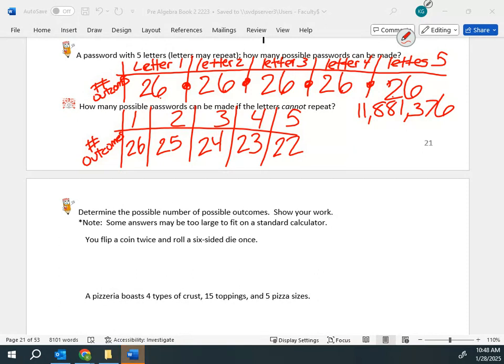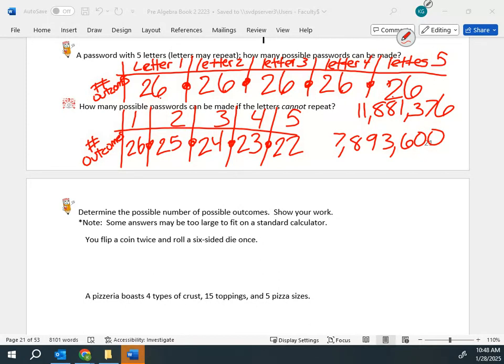What's my next step? Ellen, or Harper? Multiply 26 times 25 times 24 times 23 times 22. This time, how many possible combinations do I have? Graham? 7,893,600. So not being able to repeat those letters makes a difference.